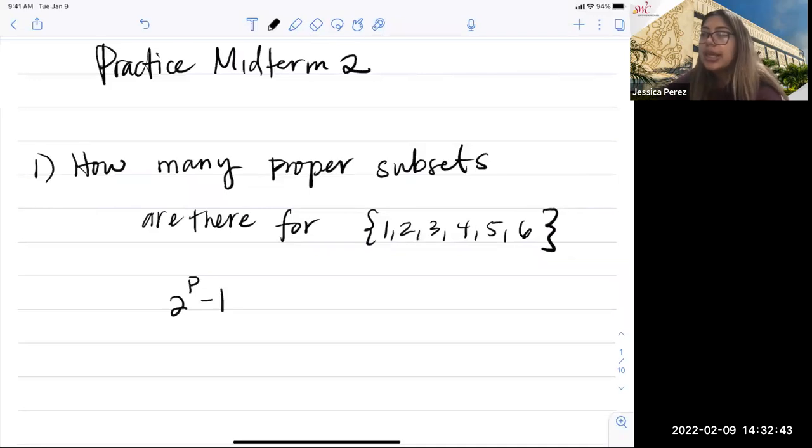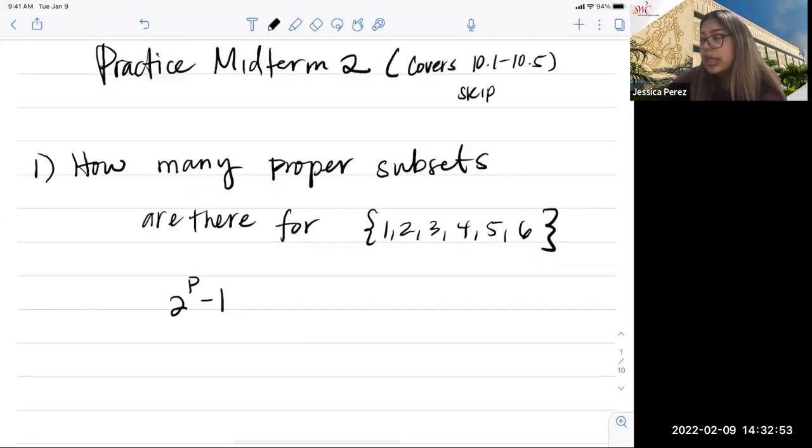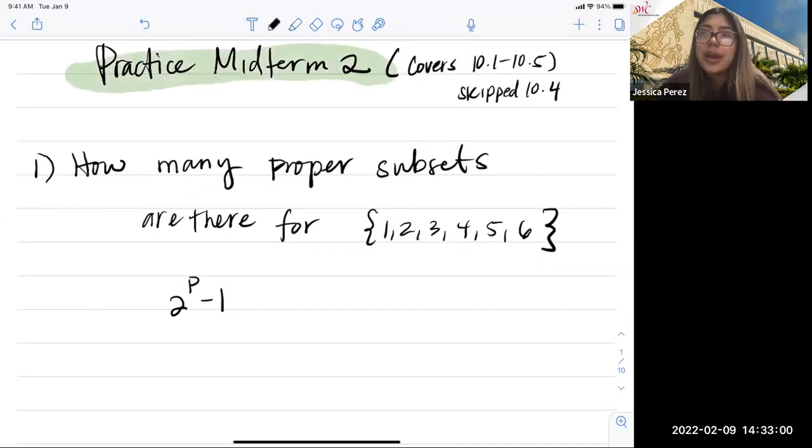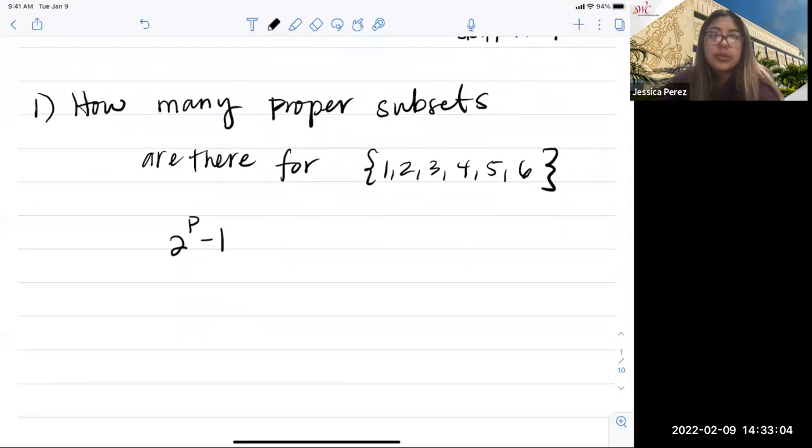So in this case, practice midterm 2. This covers sections 10.1 through 10.5. We actually skipped 10.4 as you noticed. So practice midterm 2 consists of chapter 10 only. So I'm going to go over some questions.